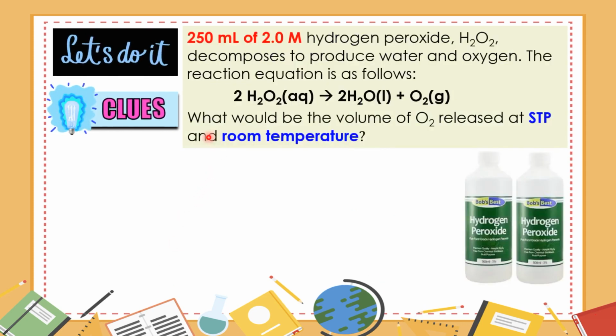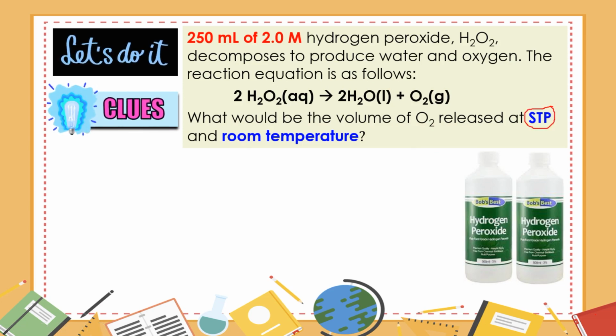Now, we move to the second question. 250 ml of 2.0 molar hydrogen peroxide, H2O2, decomposes to produce water and oxygen. The reaction equation is as follows. What would be the volume of oxygen released at STP and room temperature? So, STP here means standard temperature and pressure.